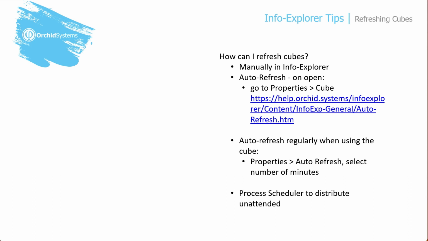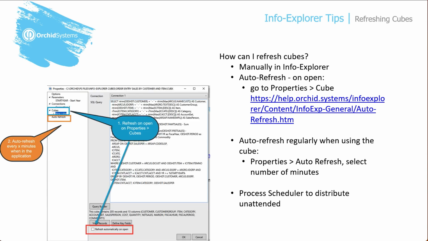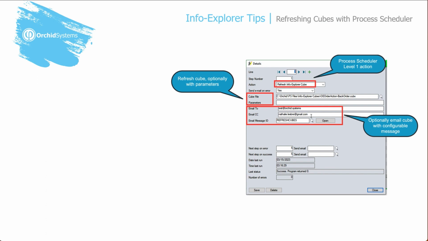You can also use Process Scheduler Level 1 to distribute the cubes, so to refresh them and email them to users. So we'll look at these options in Info Explorer just now. And with Process Scheduler, you need Process Scheduler Level 1. Choose the Refresh Info Explorer Cube action.